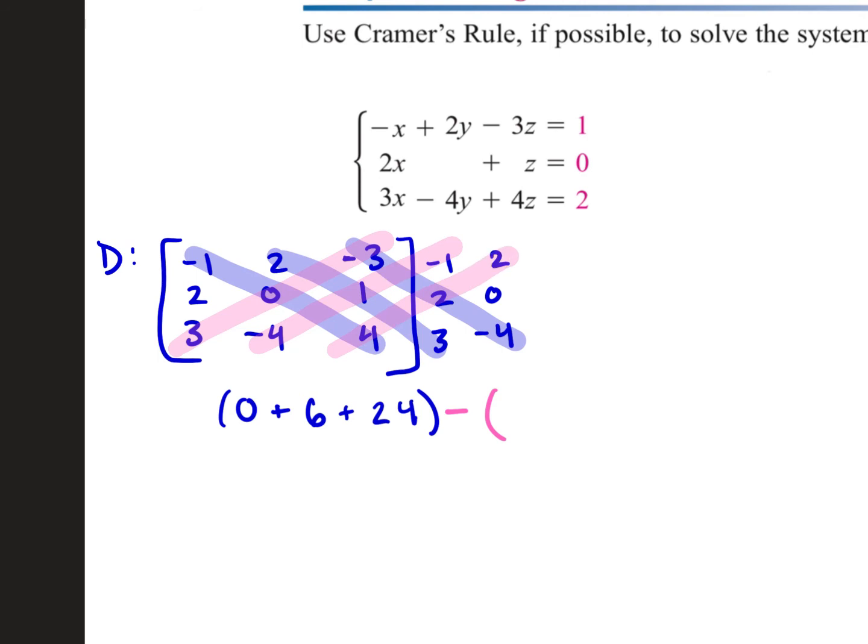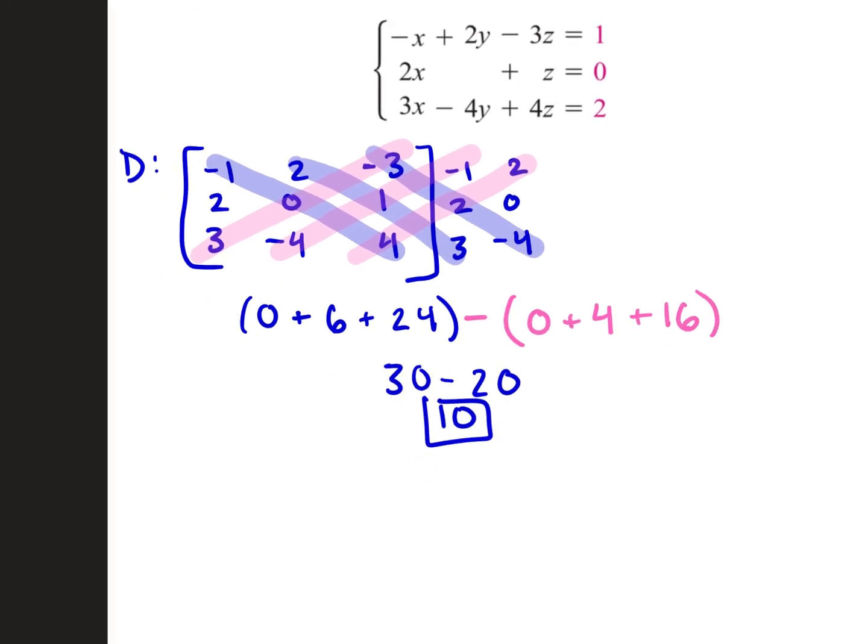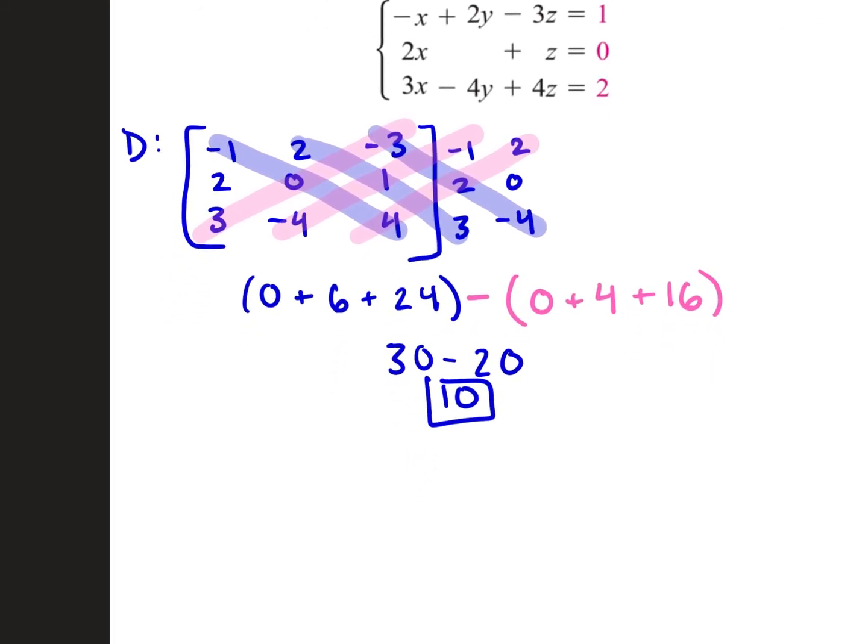So 3 times 0 times -3? 0. -4 times 1 times -1? 4. And then 4 times 2 times 2? 16. So when we add these together, we get 30 minus 20, which is 10. So our determinant is 10.